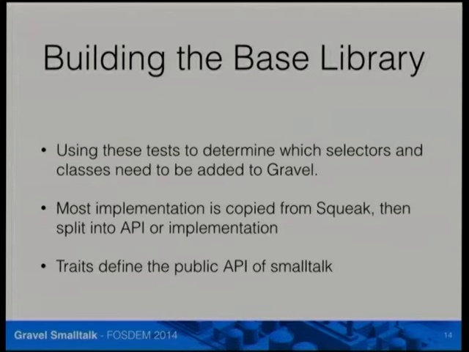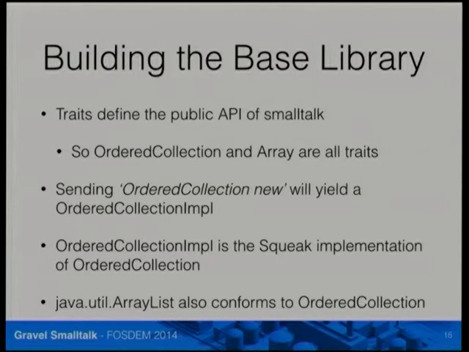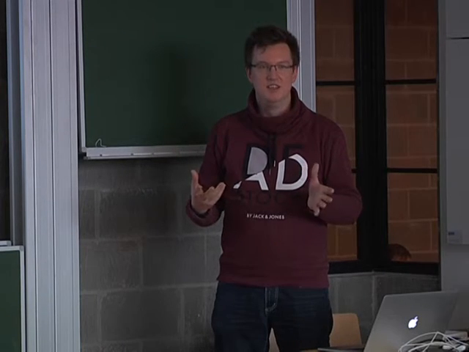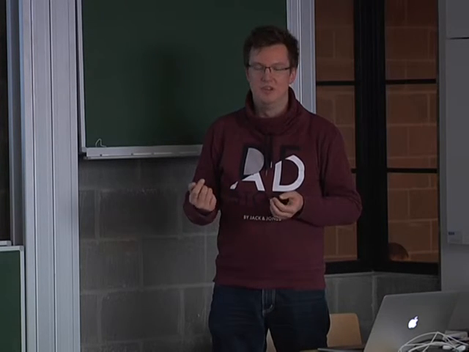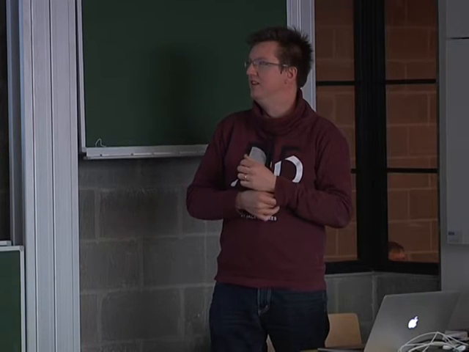And what we need, we copy from Squeak. We then split things up, depending on whether the definition is part of the trait part, as we call it, or the actual implementation part. Because in Gravel, we use the trait system, and we think that an ordered collection defines something of the public protocol of the base library. So the ordered collection, from our view, is a trait. And the actual implementation of the ordered collection is a class you wouldn't normally instantiate yourself. It's an ordered collection impl, and that contains the actual private logic for using this ordered collection.